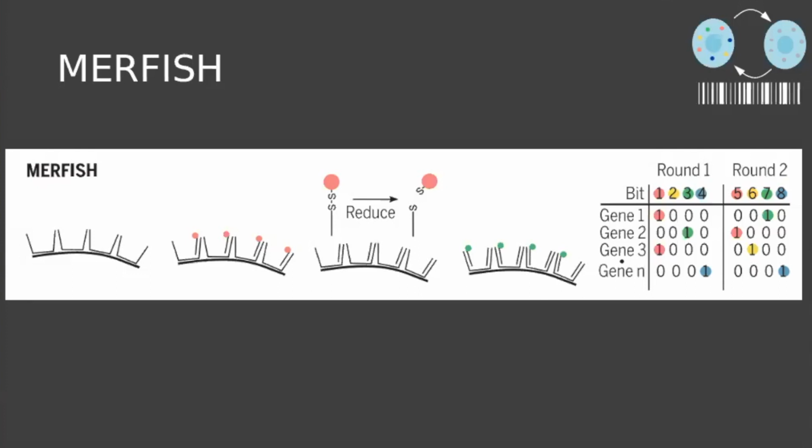Yeah, and on the right you see their encoding scheme. So they have a barcode, let's say with 8 bits. In round 1, the red fluorophore will encode for bit number 1, the yellow for bit number 2, etc. And then in round 2, the same fluorophores are used, but for another part of the barcode. So in round 2, bit number 5 is red, and bit number 6 is going to be the yellow fluorophore. And that's how they build up their barcodes.